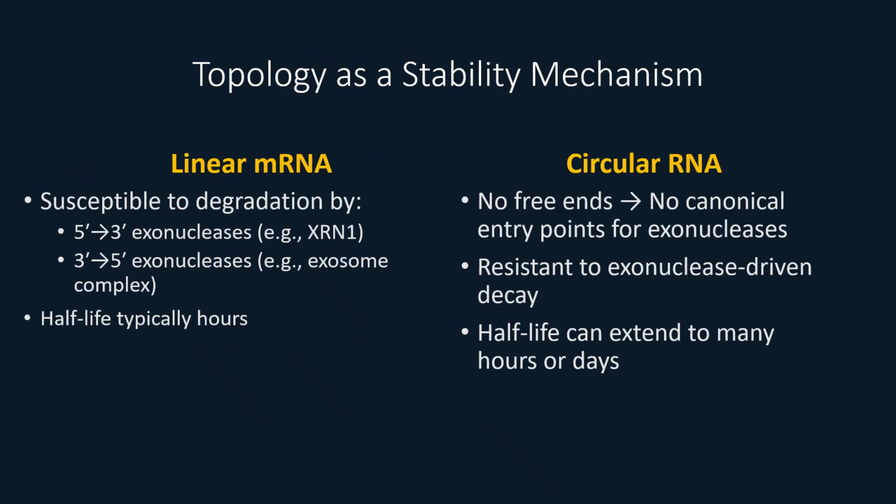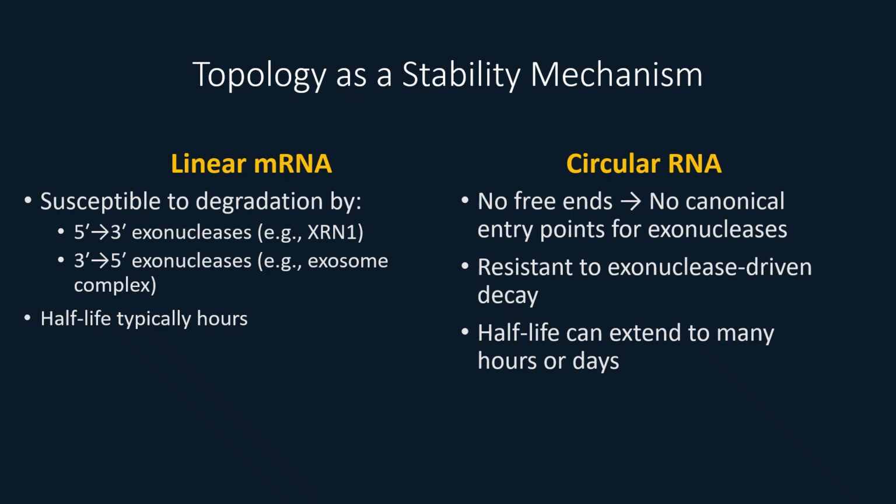So let's see why circular RNA is so stable. We discussed that linear mRNA has structural vulnerability because of exposed ends. Exonucleases recognize those ends and degrade the RNA from either direction: XRN1 from the 5' end, exosome complex from the 3' end. So that's why most linear mRNAs have half-lives on the order of hours.